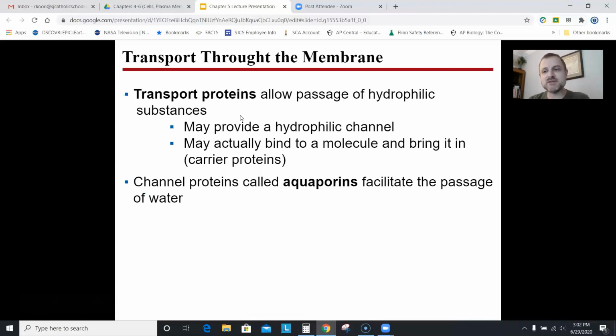Transport proteins are proteins embedded in the membrane that allow things to go through. They might just provide a channel. So things that are hydrophilic have a hard time getting through because of the hydrophobic fatty acid tails. But if I provide a channel or a protein that has a hydrophilic channel down the middle, it can just go through that part. Some proteins actually will bind to a molecule and bring it in. That, of course, requires ATP, that's active transport, which we'll see later in this chapter. This word, aquaporins: water can get through the cell membrane pretty much no problem, but aquaporins are water channel proteins throughout the cell membrane that allow a special passage for water to get through.